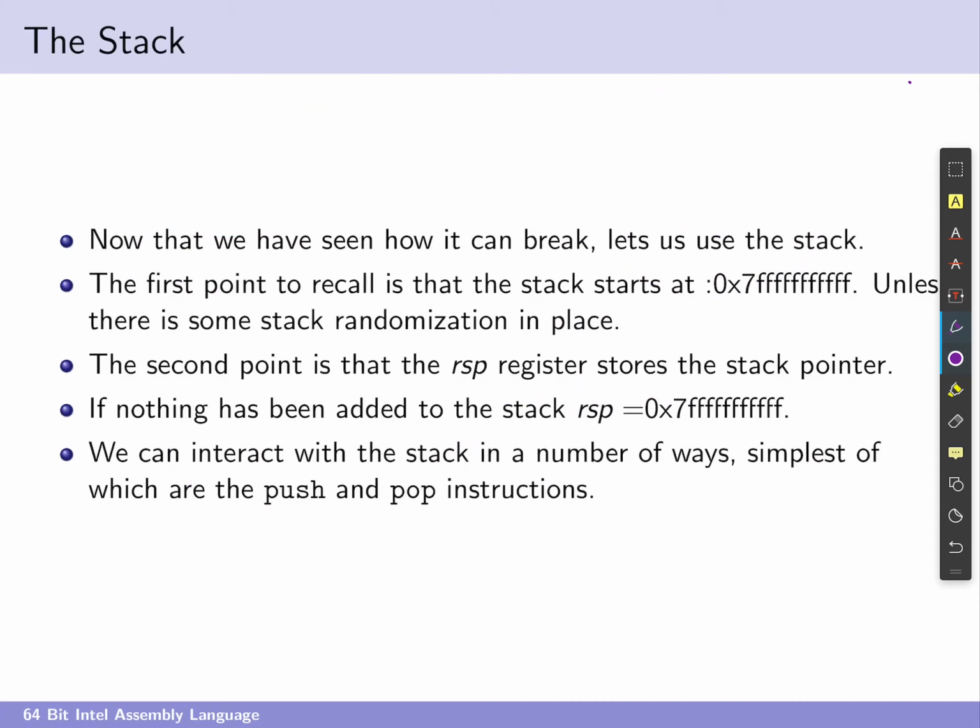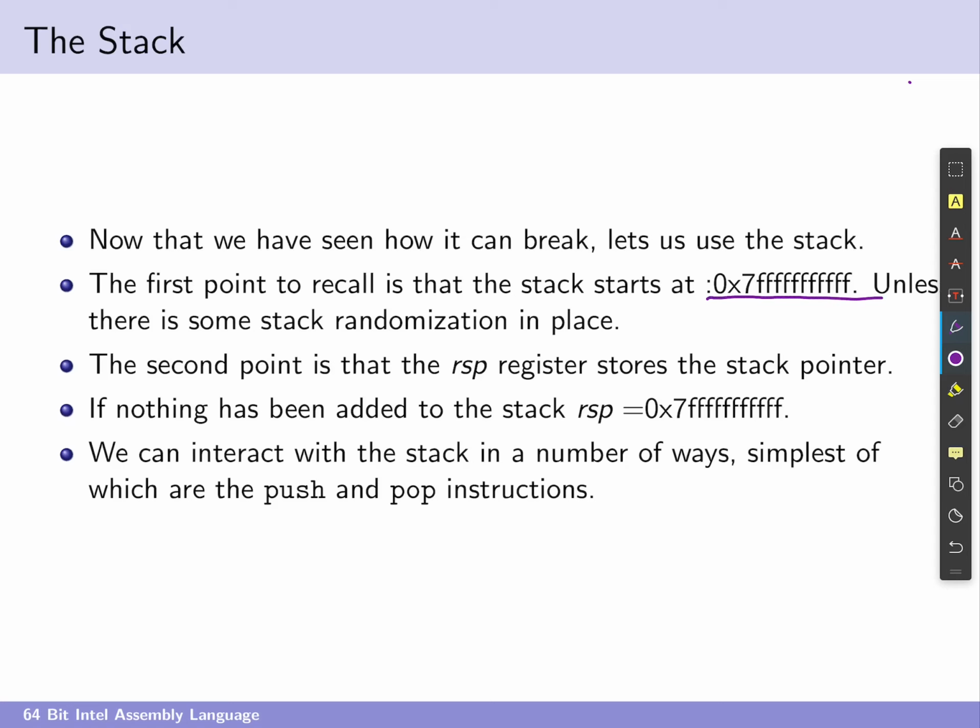Now that we've seen how we can actually, in some sense, break the stack by causing a stack overflow, let's try and discuss how we can utilize the stack directly. So the first point to just recall or restate from a little bit earlier is that the stack will start at the location 7 followed by many f's, which is basically just 47 ones, unless there's some amount of stack randomization in place. And actually that's likely to be the case, but you can assume that that's roughly where the stack is going to start.